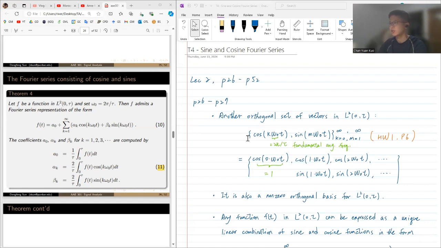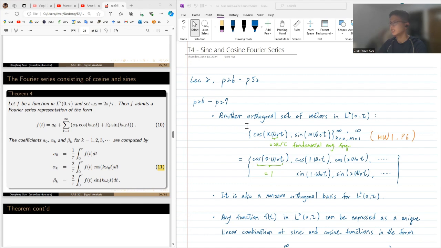And in today's lecture, we will be looking at another orthogonal set of vectors in the Lebesgue space. And this orthogonal set of vectors is also a non-zero orthogonal basis for the Lebesgue space. So that means that any function f in the Lebesgue space can be expressed as a unique linear combination of the vectors in the set. Now, let's take a look at what that set is.